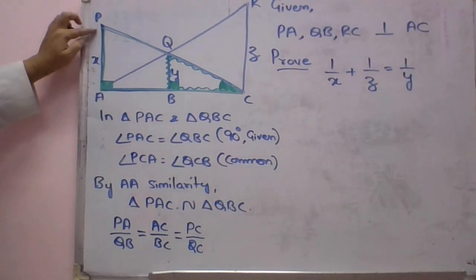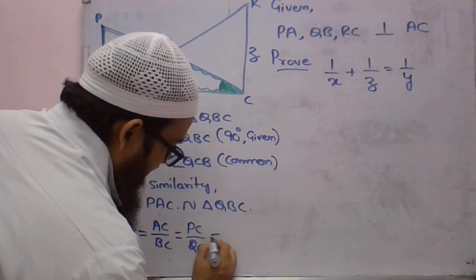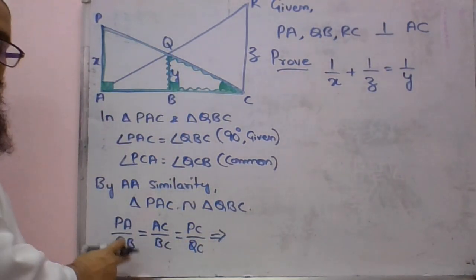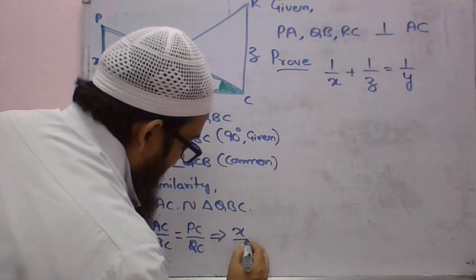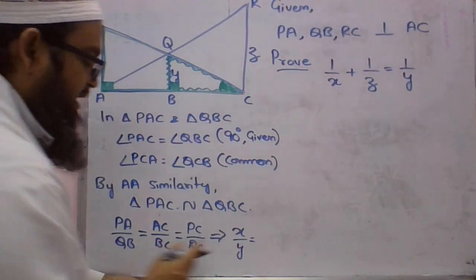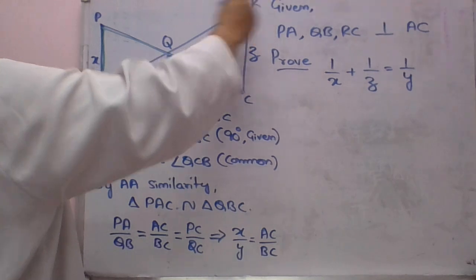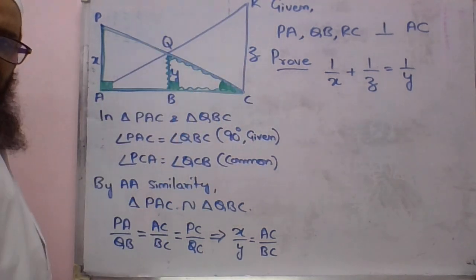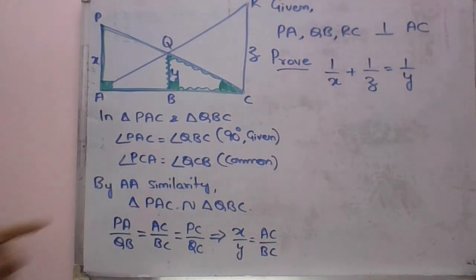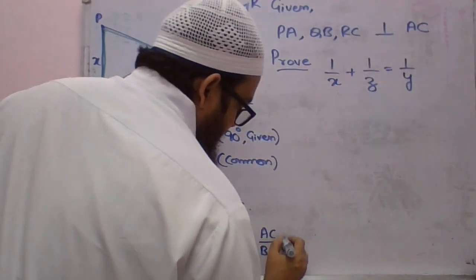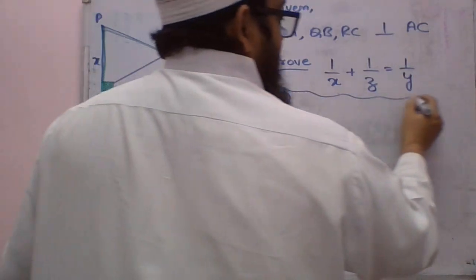We all know PA by QB is x by y, right? So let me write this. That implies, because I don't have space, I am writing beside it: x by y is equal to AC by BC. AC divided by BC. PC and QC, we don't need them, because he is asking the relation between x, y and z. So I'll write only this. Let me take this as the first equation. Now let us see the next step.